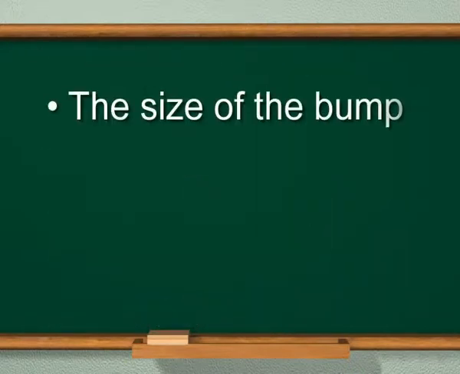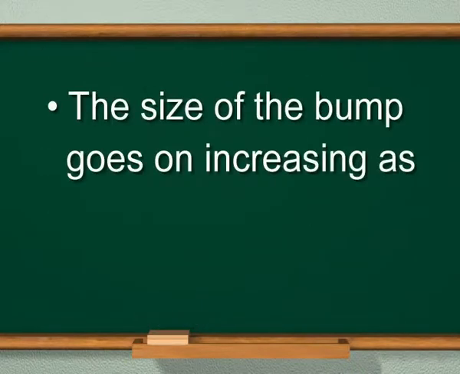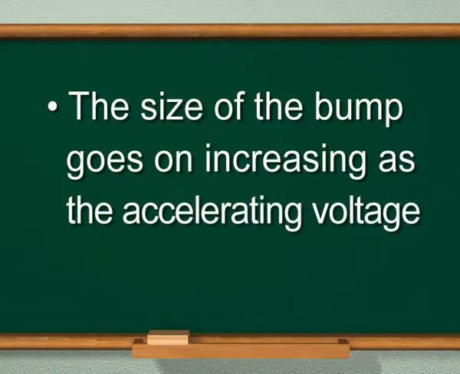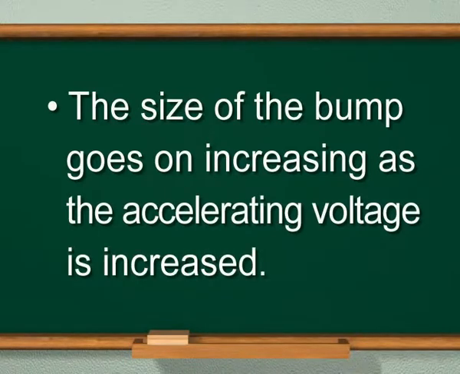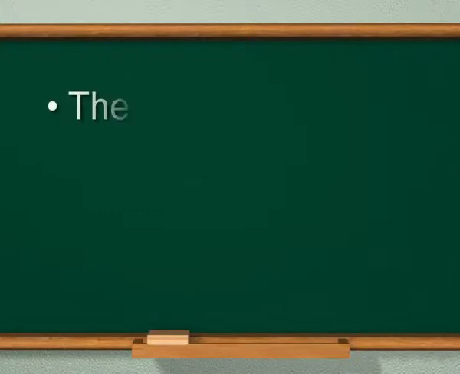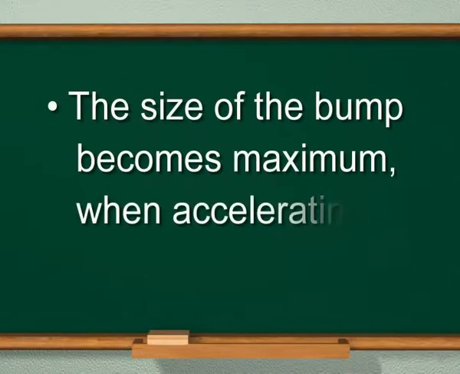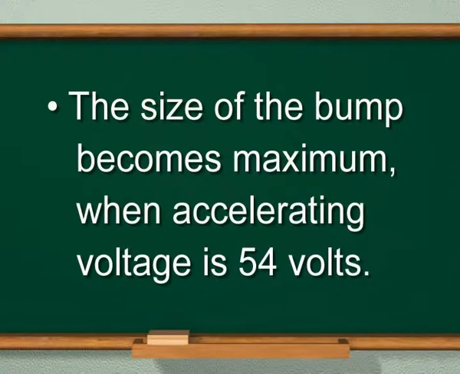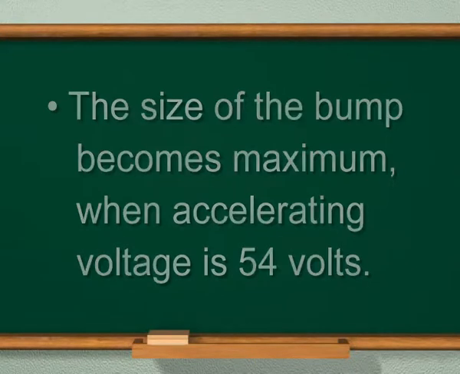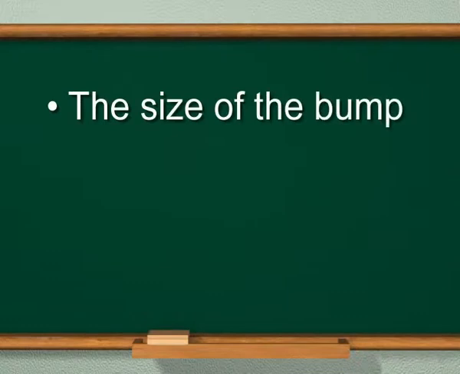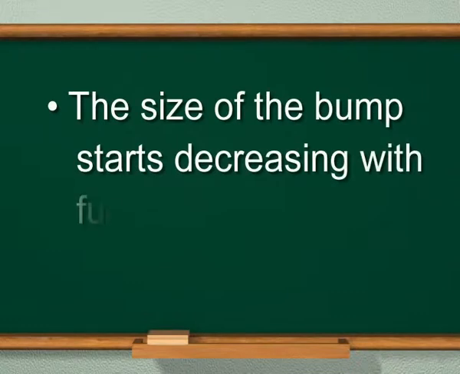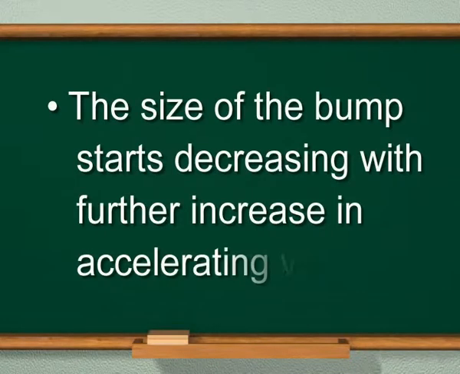The size of the bump goes on increasing as the accelerating voltage is increased. The size of the bump becomes maximum when accelerating voltage is 54 volts. The size of the bump starts decreasing with further increase in accelerating voltage.